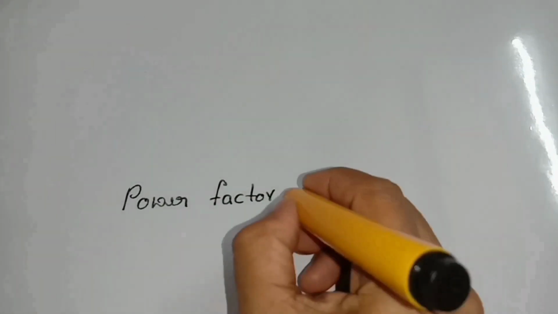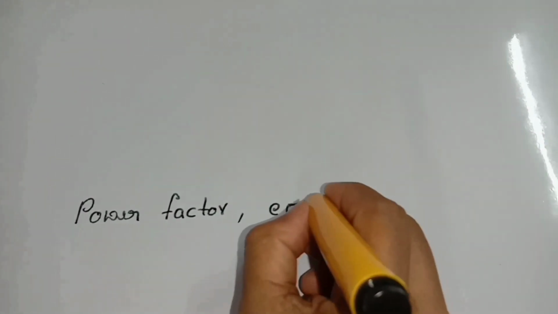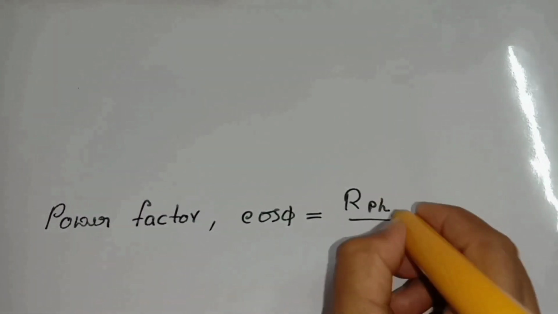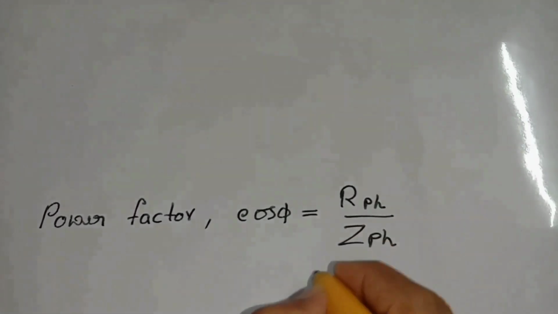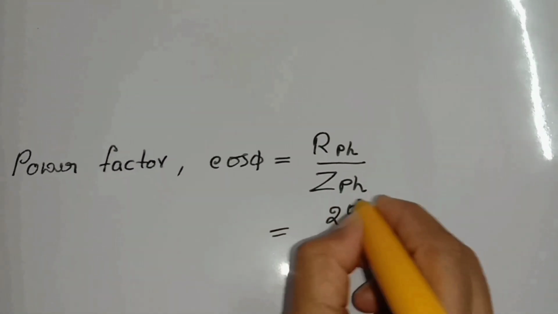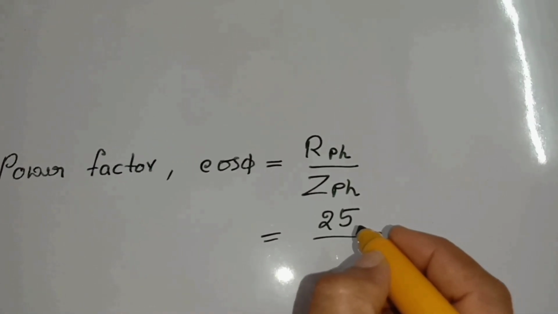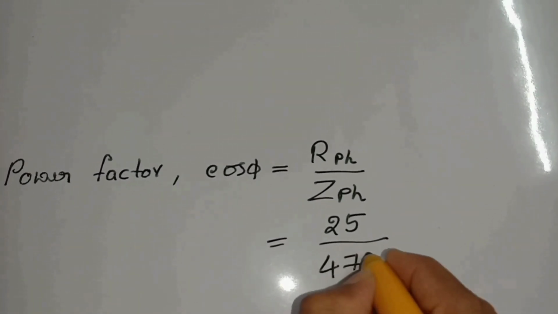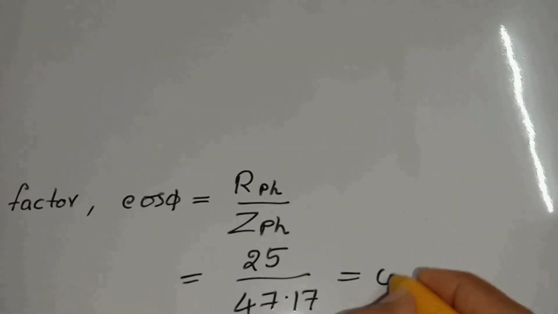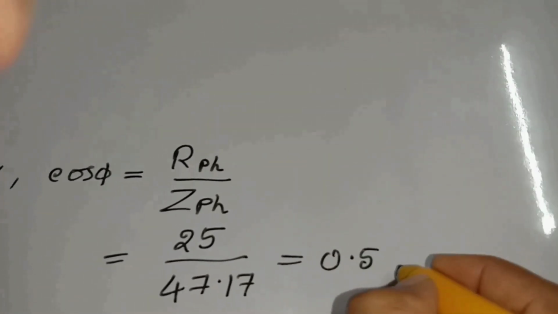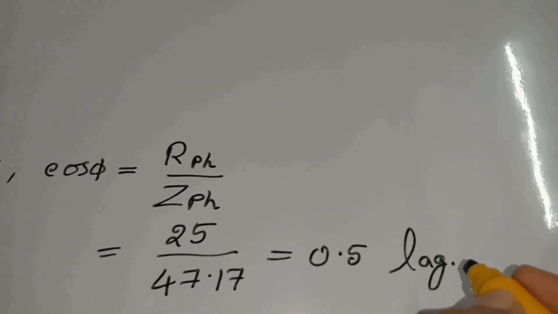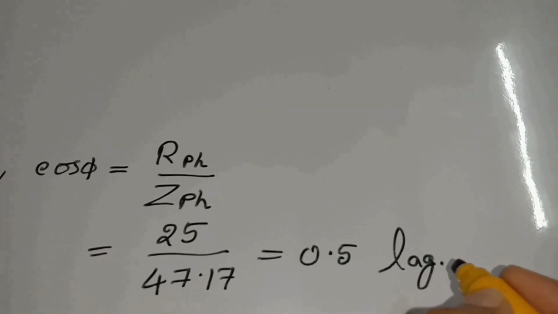Power factor, which is cos phi, is equal to R phase divided by Z phase. So R phase is given as 25 ohm divided by Z phase is 47.17, which is equal to 0.5 lag. It is lag because the reactance is inductive reactance, so it is lagging.